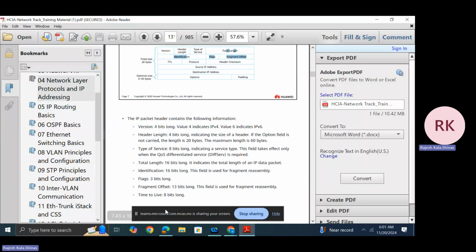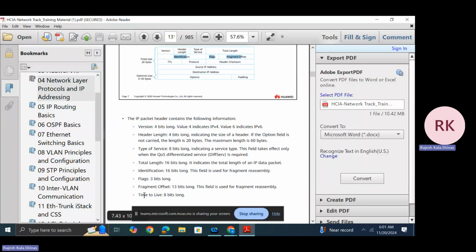That's the offset. It shows how long the fragment is. Next, time to live. Every packet has a time to live, to avoid looping. If a packet loops in the network and does not reach the destination, the network capacity and bandwidth are being wasted. So every packet flowing in the network will have a time to live factor.